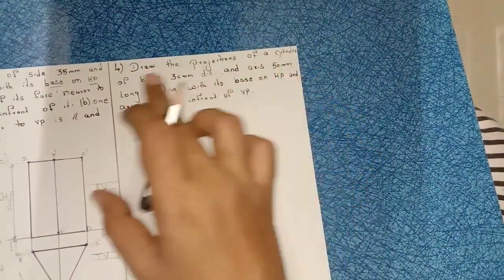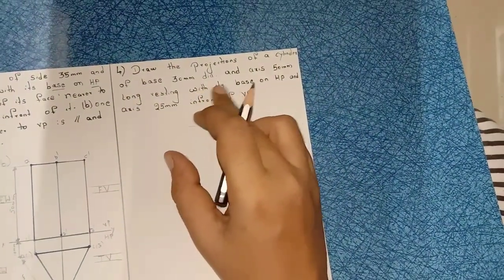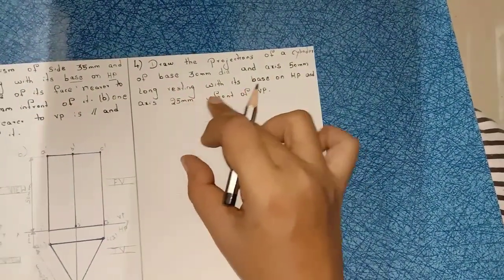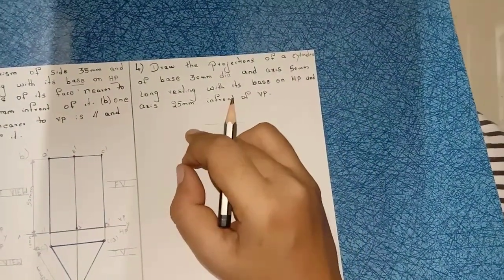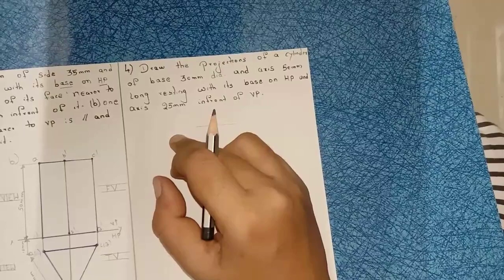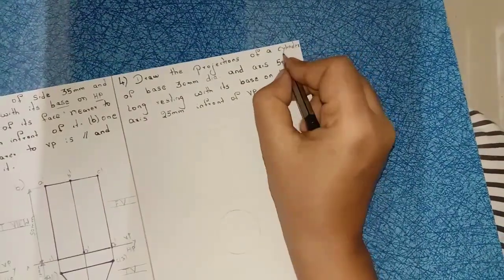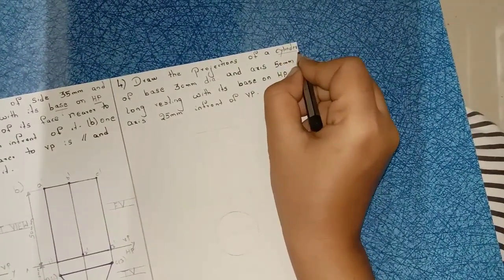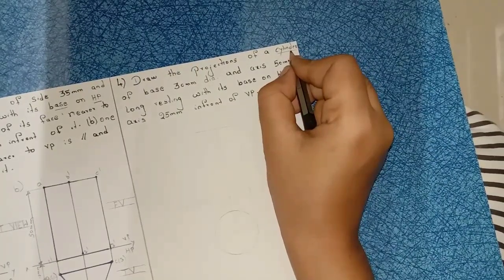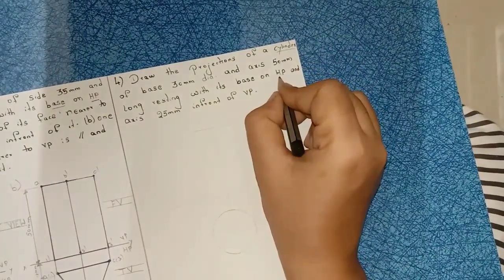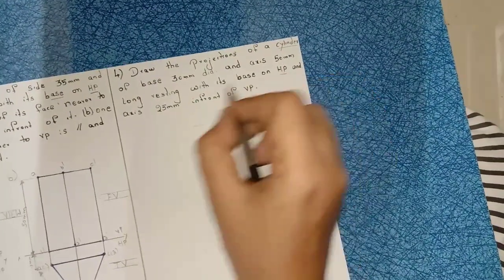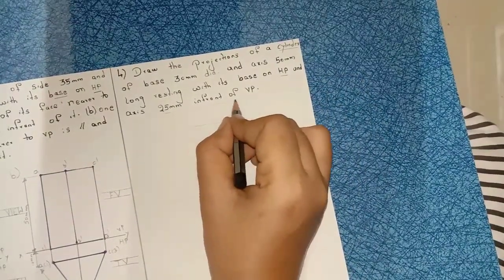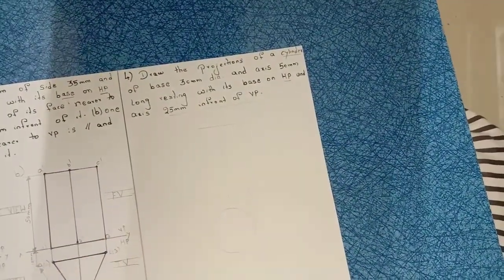Draw the projections of a cylinder of base 30 mm diameter and axis 50 mm long, resting with its base on HP and axis 25 mm in front of VP. In this question, they asked to construct a cylinder, right? So we have to construct the cylinder on HP, resting with its base on HP. Here they mention the distance also, 25 mm in front of VP, right?